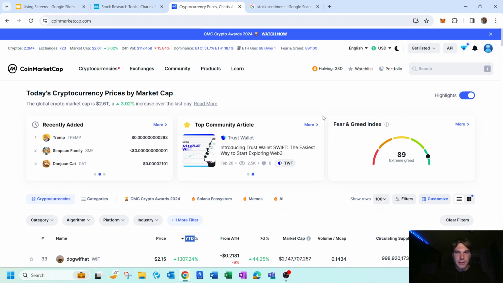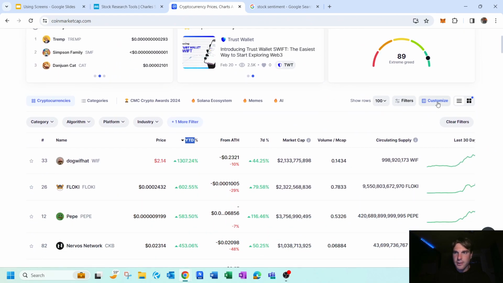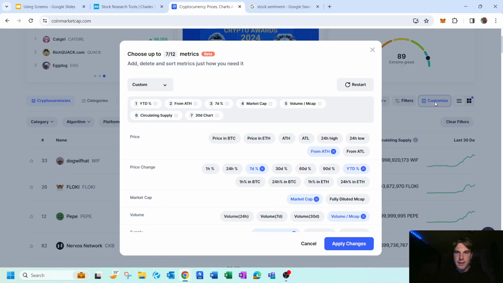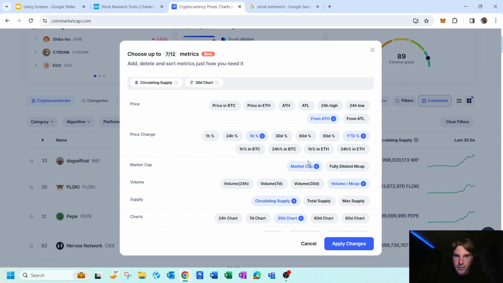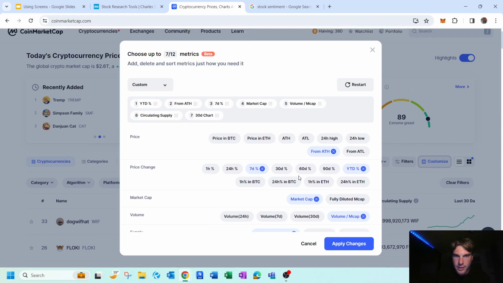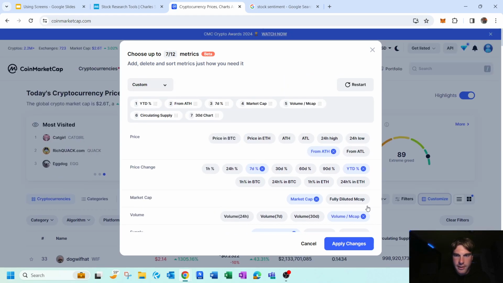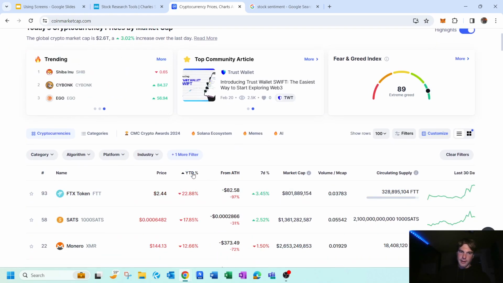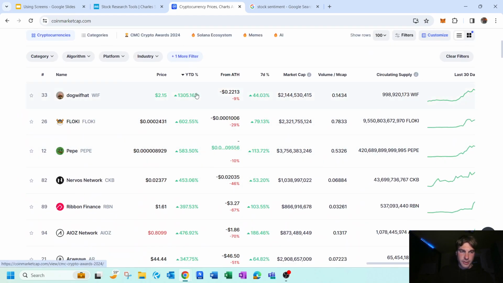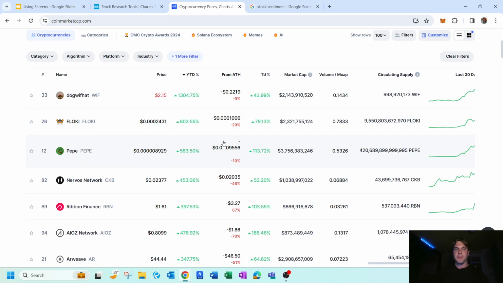And then looking at CoinMarketCap. So first thing you need to do is over here on the right side, go to customize. You can change around these. So I do from all-time high. There's your 7-day price, your market cap, volume to market cap, 30-day chart, and then the year-to-date percentage. And then I just sort by year-to-date. You want to make sure that you're staying in the highest momentum names with the most relative strength. And then you're going to want to look to buy some of these bases once they break out.